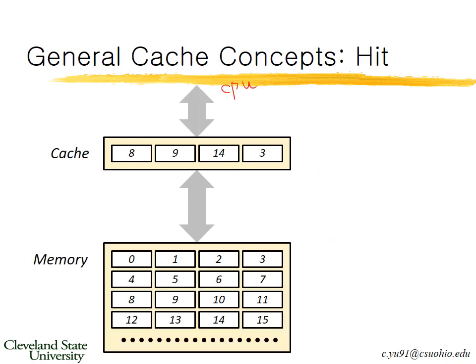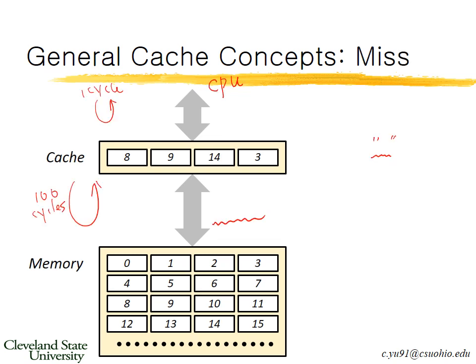Whenever the CPU is requesting data in block 14, obviously the memory has block number 0, block number 1, it has every block. On the other hand, the cache is a subset of memory, so it cannot contain everything. Currently it has blocks 3, 8, 9, 14, right? So if the CPU is requesting data in block 14, fortunately block 14 is inside the cache, so it is considered a cache hit.